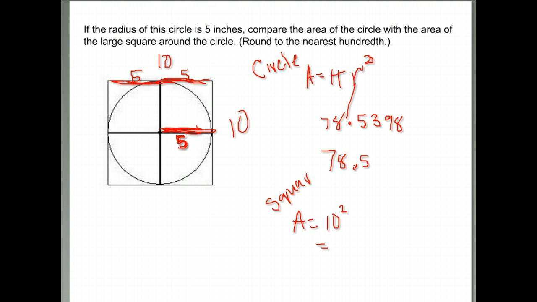Oh, careful. I think you did 12 squared instead of 10 squared. It would be 10 times 10. That's okay. So the area of our square is 100. We want to compare those two. So we are going to use subtraction to find out how much more area the square has than the circle. So how much bigger is the square than the circle when we talk about their areas?